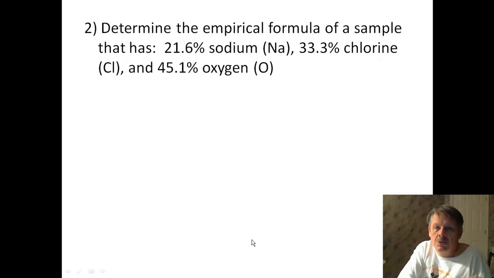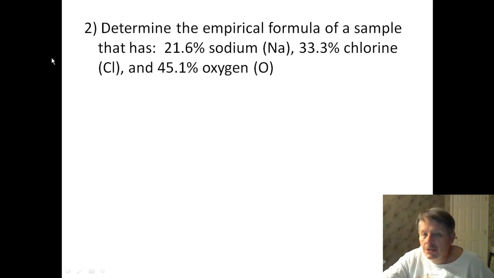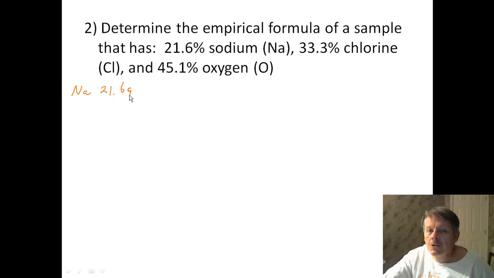Right. Number 2 is determining an empirical formula of a sample. So remember, what we do is we change our percentages to grams. That's the first thing we do. So we have sodium, and it's 21.6%. So we're going to treat that like grams, and we're going to convert from grams to moles of Na, and that's 22.99 in 1 mole.